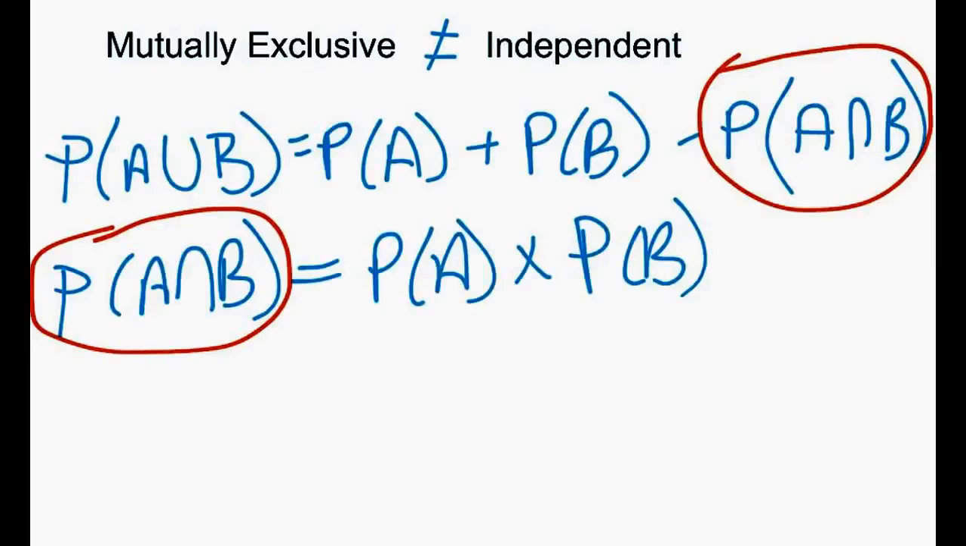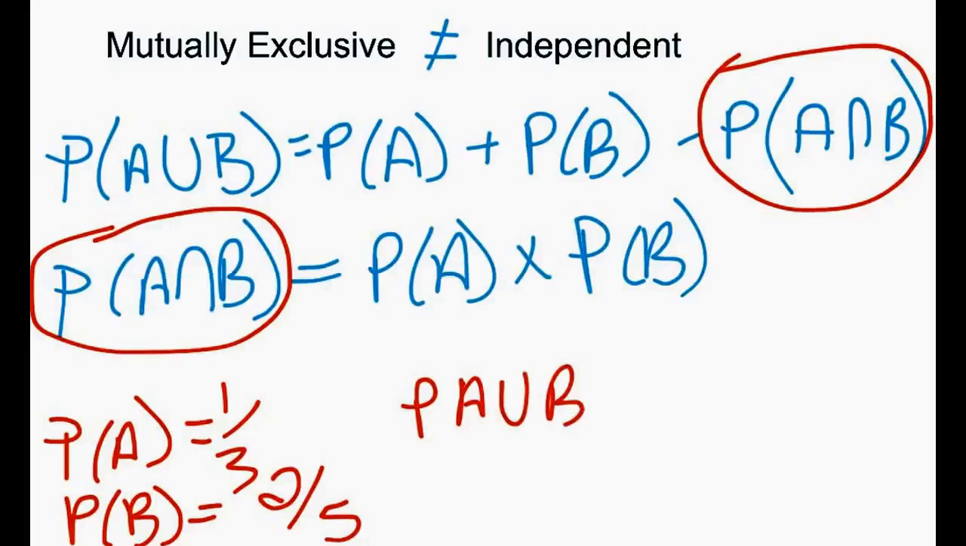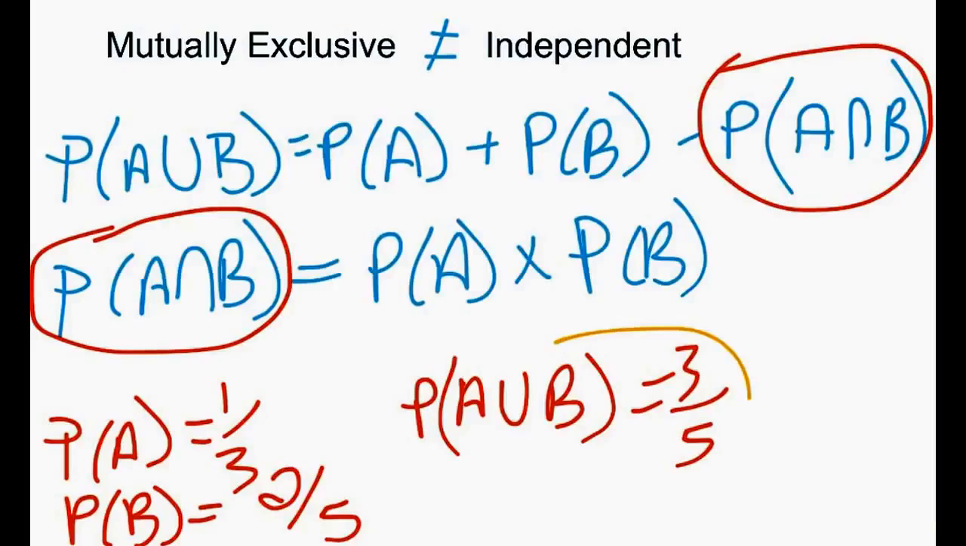So the first one, it's saying if probability of A equals 1/3, probability of B equals 2/5, and A or B equals 3/5, the question is, are they mutually exclusive? So first off, mutually exclusive has no overlap, but because this one does have an overlap, we'd say they're not mutually exclusive.